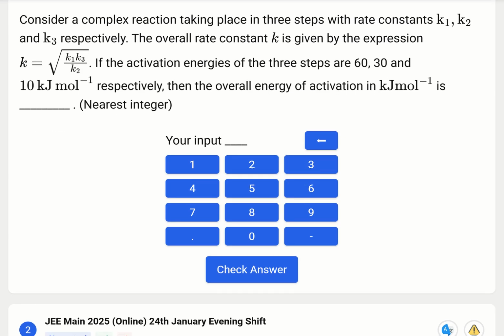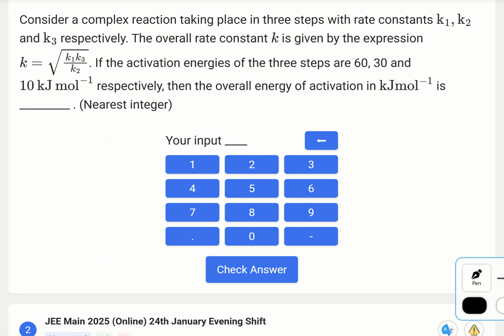Next question is, consider a complex reaction taking place in 3 steps with rate constants K1, K2, K3 respectively. The overall rate constant K is given by the expression K equals under root K1 K3 upon K2. If activation energies of the 3 steps are 60, 30 and 110, the overall energy of activation in kilojoule per mole is.